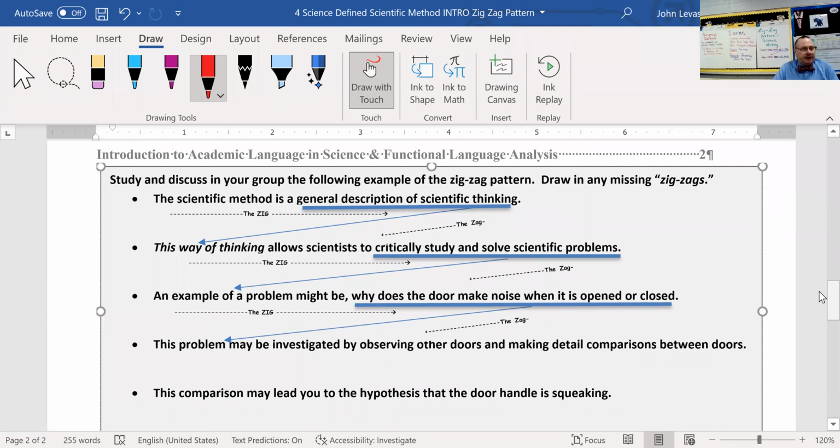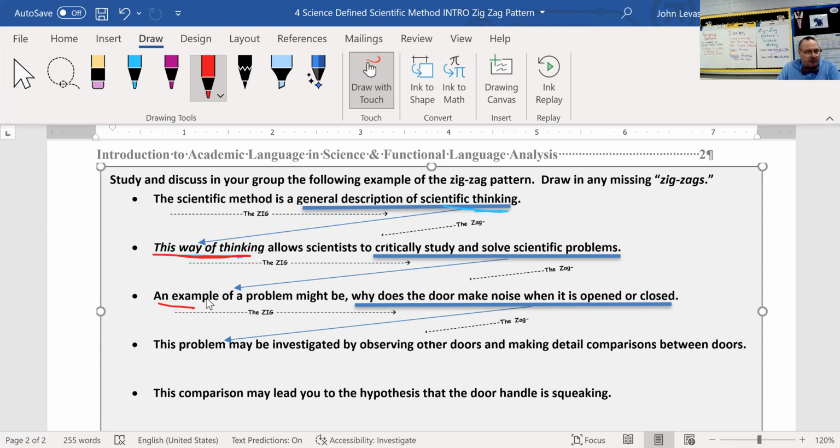And look again at another example. The scientific method is a general description of scientific thinking. So what should be the beginning of the next sentence? This way of thinking. We have the scientific thinking here in the predicate, and then we zag that down here, this way of thinking. And this way of thinking becomes the subject of the next sentence. This way of thinking allows scientists to critically study and solve scientific problems. An example of what? An example of critically studying and solving scientific problems.